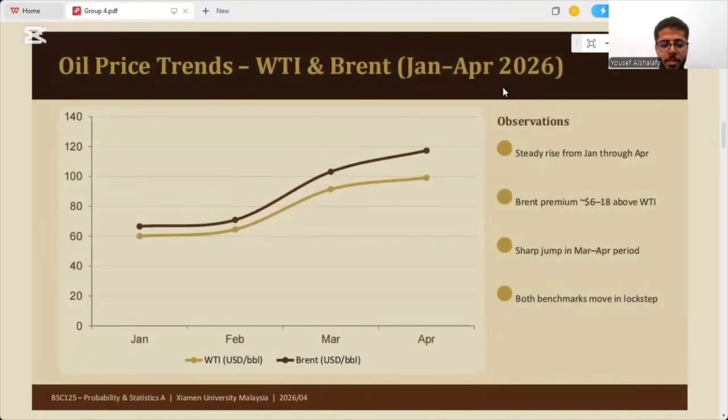This chart shows oil prices from January to April 2026. If we see, both WTI and Brent went up. Brent stayed $6 to $8 higher than WTI. There was a big jump in March and April, likely from world political tension. WTI and Brent moved almost the same way.